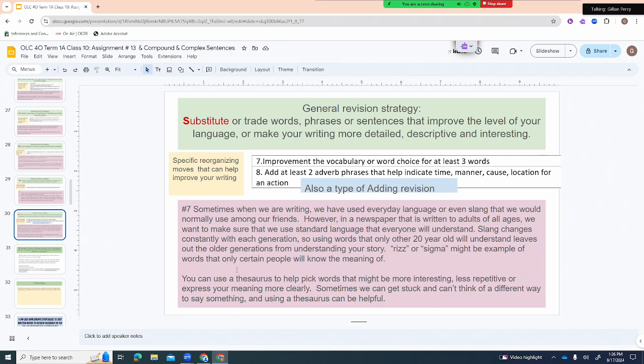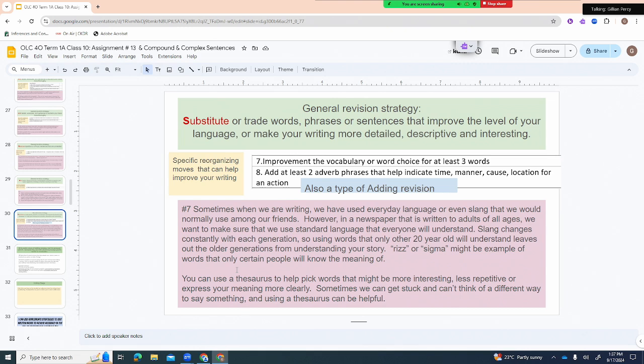So number 7, improve. I don't know why it says improvement. I'm sorry, terrible. Improve the vocabulary or word choice. So this is where you could use a thesaurus. Thesauruses are available online. They are also available in print. If you have a learning center in your community, they almost certainly have thesauruses there. If you don't have one, you can always message us. We'd be happy to send some to you.